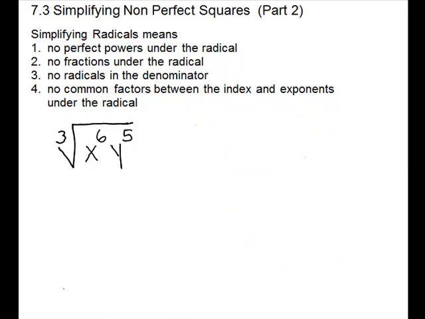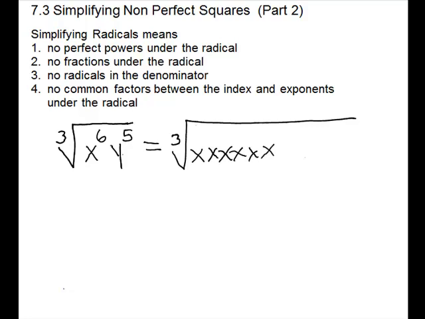Next we have one with just variables. We'll go ahead and write this one out, but I'm going to also lead you into the next rule. Right, so we have a cube root. We have 6 x's. We have 5 y's. We're going to make groups of 3.